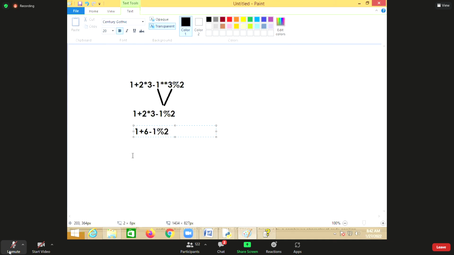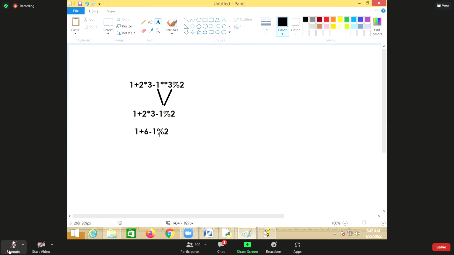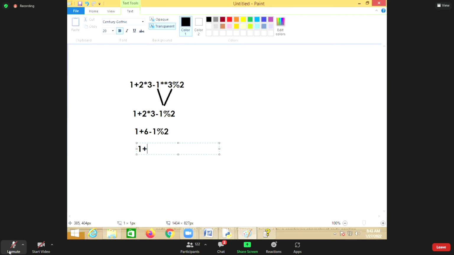2. Then among plus, minus, and percentage, which one is given the highest precedence? Percentage. 1 mod 2, what is the remainder? 1. 1 plus 6 minus 1. And plus and minus are given equal precedence or not? Yes. So 1 plus 6 is what? 7. 7 minus 1 is 6.